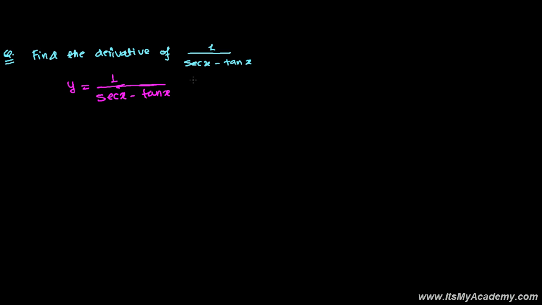But that method will get the correct answer also, but it's going to be very lengthy, so it is better to solve this first. To solve this, we can first rationalize it. We can multiply and divide by the opposite sign of this. So I'm going to write 1 divided by sec x minus tan x, and now multiplying by sec x plus tan x divided by sec x plus tan x.